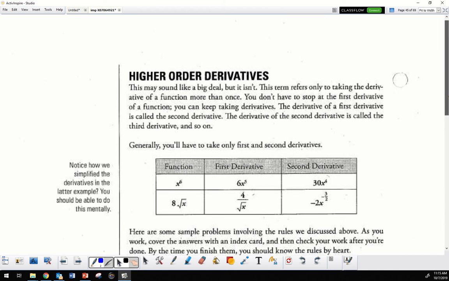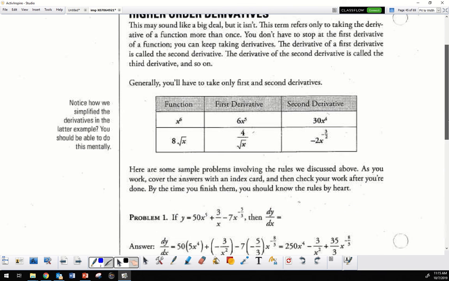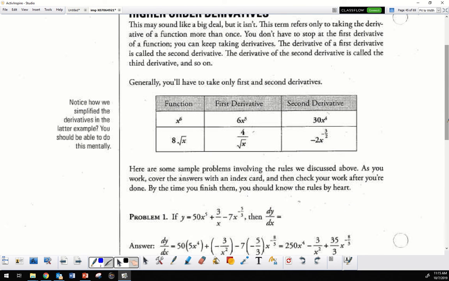Higher order derivatives. So taking the first derivative and then the derivative of the derivative. So if we start with the function x to the 6th, it's 6 out front, right? Then x to the 5th. And then the second derivative means the derivative of the derivative. Then it's going to be 5 times 6 gives me a 30. And then my exponent is going to be to the 4th now.